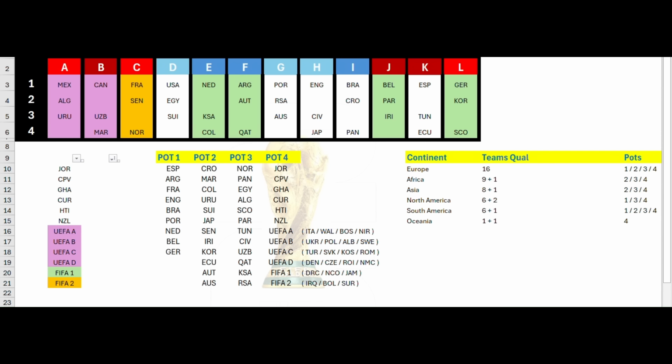You can see those aren't absolute constraints there. We've got 2 groups that have to have European sides in them. We've got 4 European sides there.